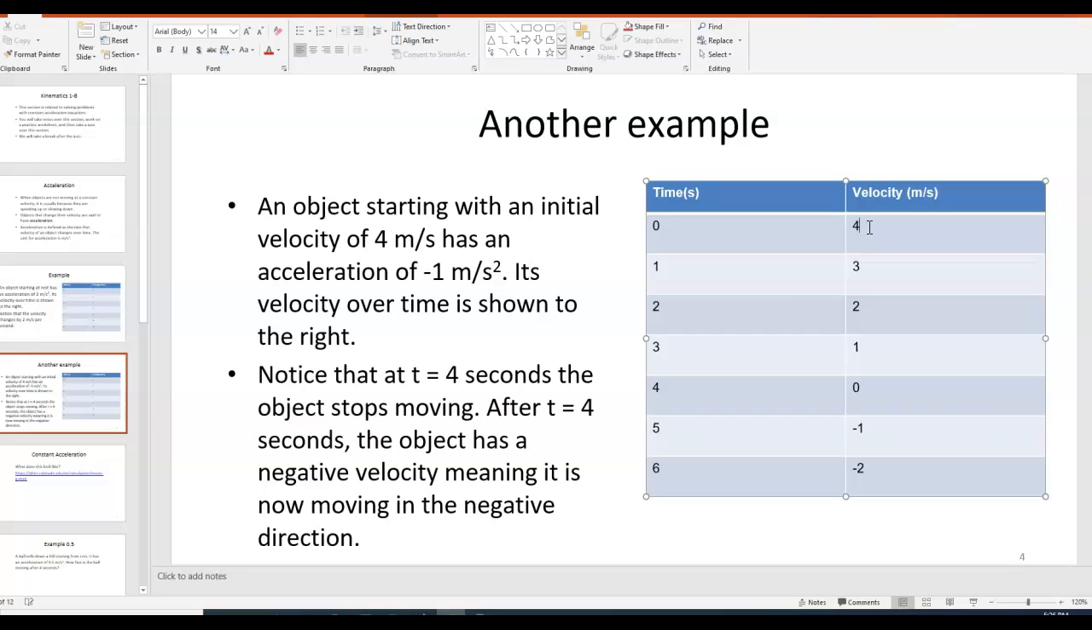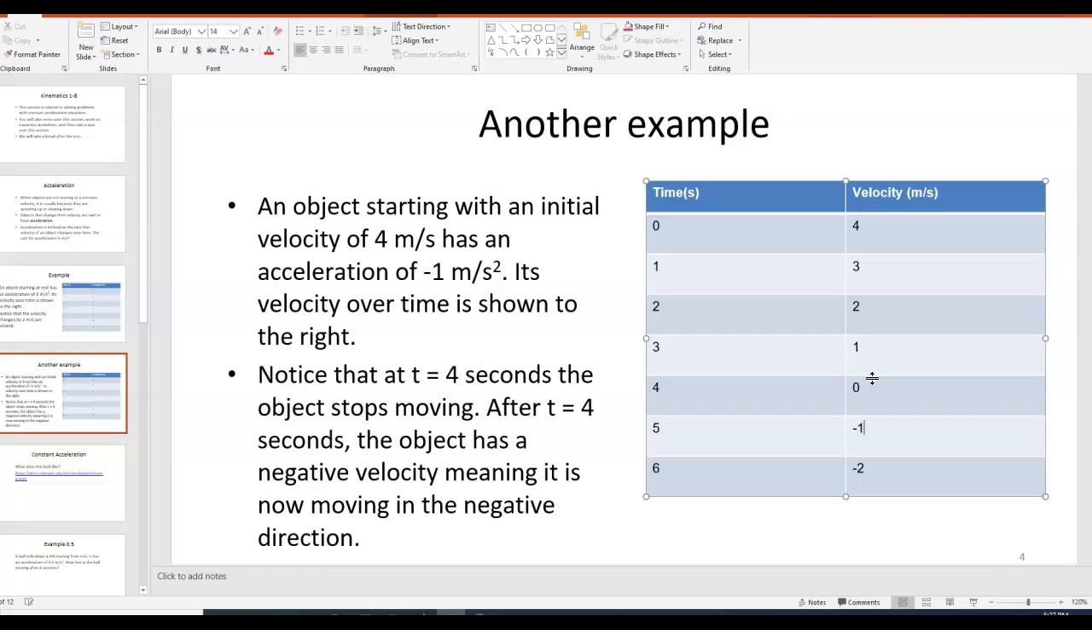So if you look during the first 4 seconds, the object starts off with a velocity of 4 meters per second, and it's slowing down because the velocity goes from 4 to 3 to 2 to 1 to 0, and it stops. Now, at 5 seconds, the velocity is now -1 meter per second, because remember, the acceleration is -1, meaning the velocity changes by that number each second. So what does that mean, -1 meters per second? Well, that means that the object is now moving in the negative direction.